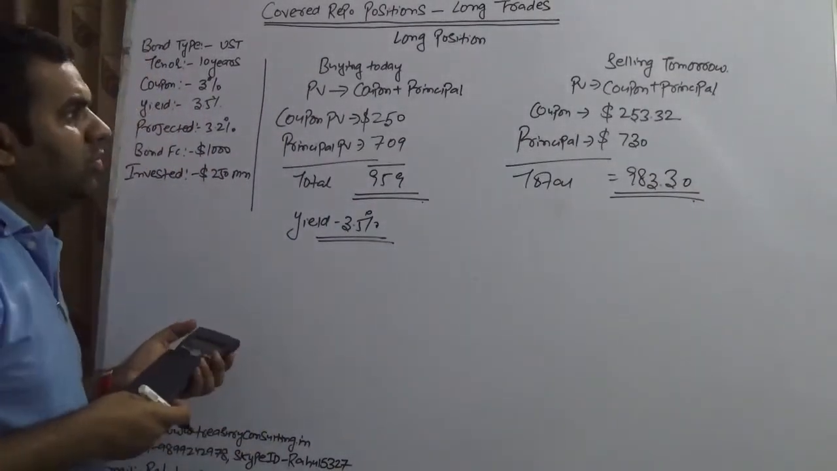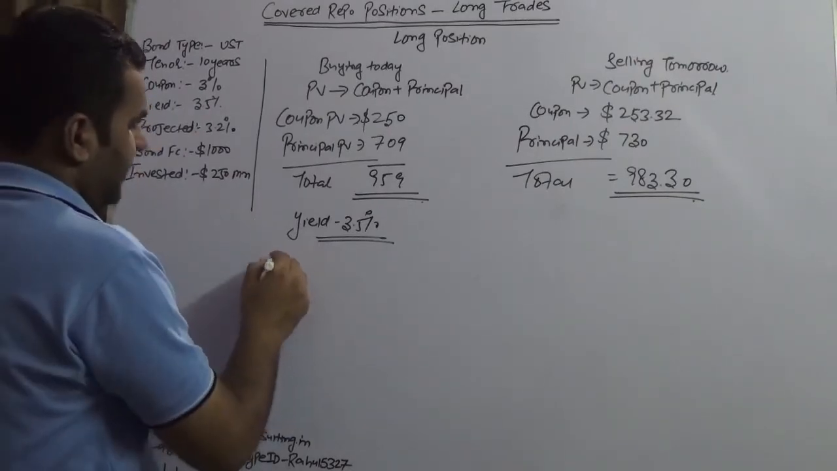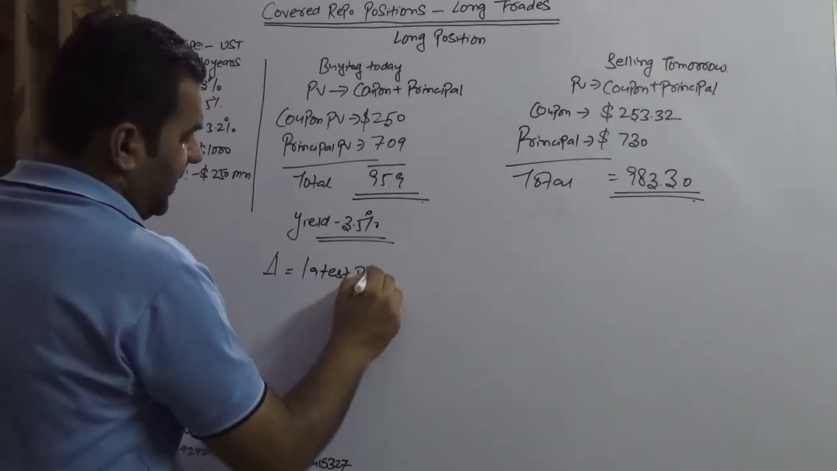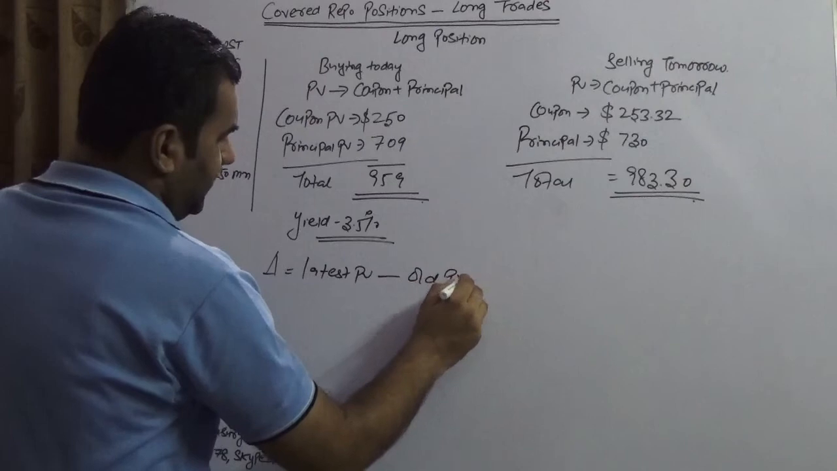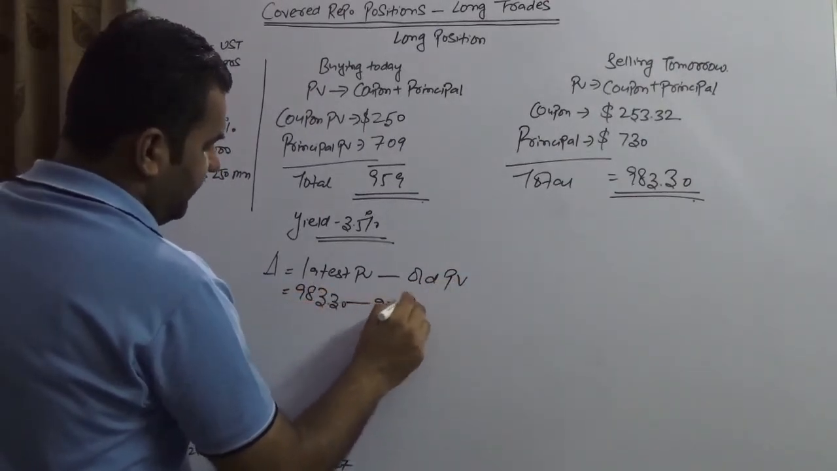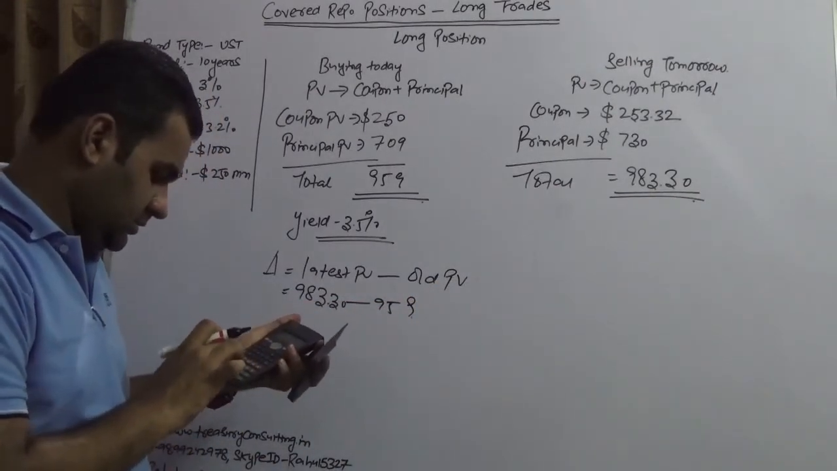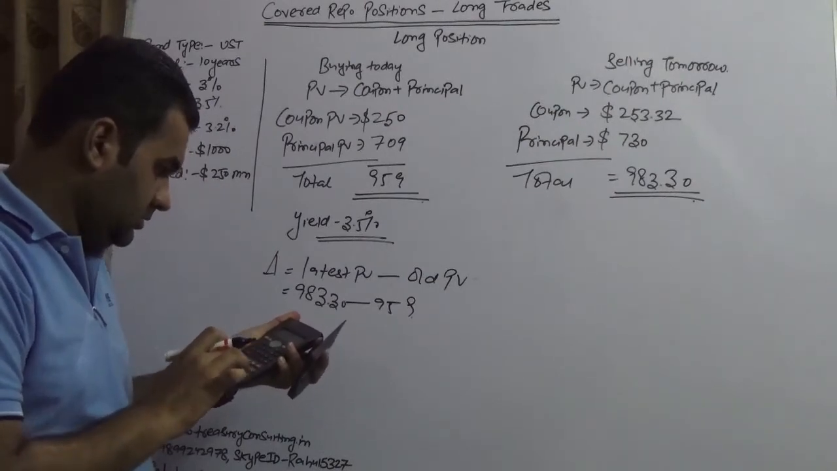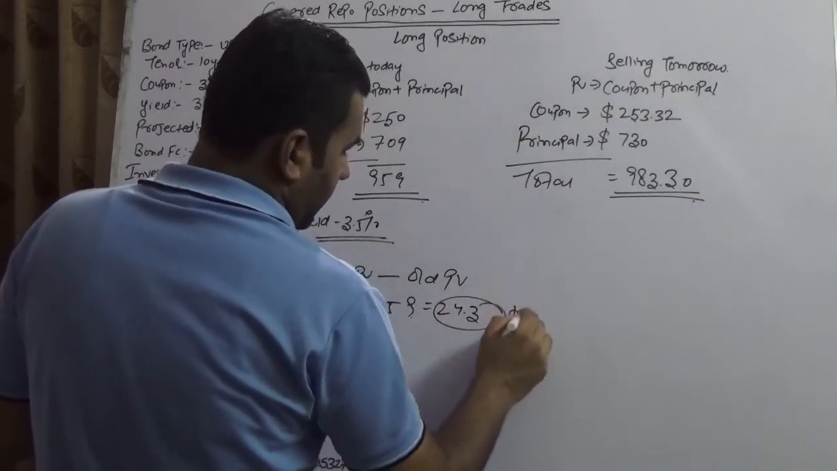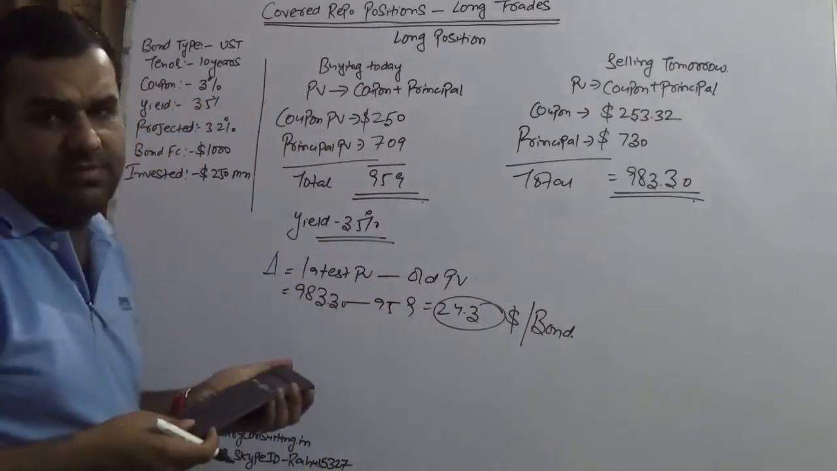So in a covered repo position, which we already discussed, what would be the benefit? The delta, which is the latest present value minus the old present value, which is 983.30 minus 959. The difference is $24.3 per bond. The total invested amount is $250 million.